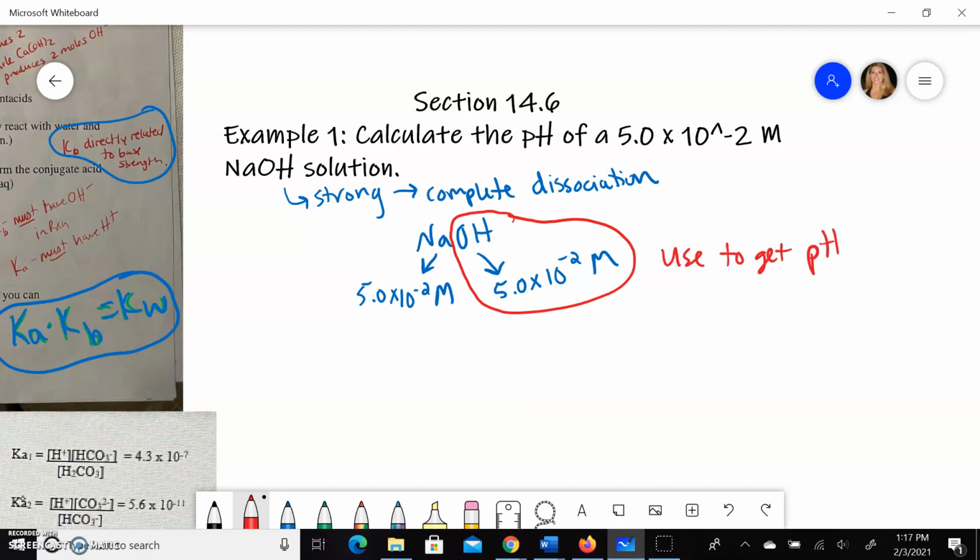So notice that I'm not setting up an icebox for this. You only set up iceboxes for weak things, not for strong things. Strong things, you know that's 100% dissociation, so the original concentration can be used for the concentration of the ions.